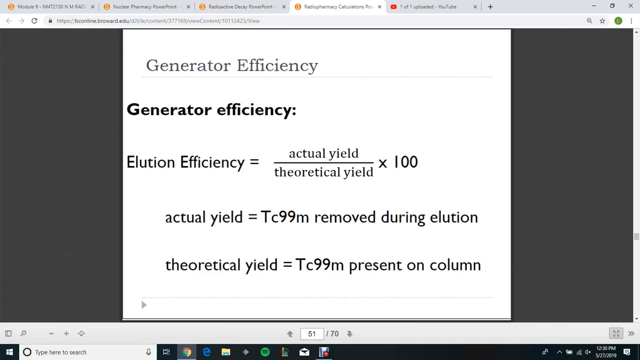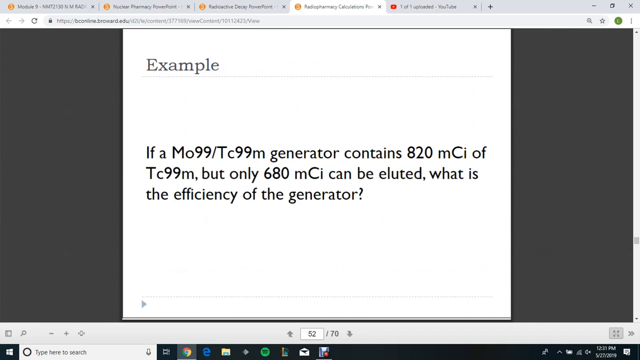Generator efficiency, the elution efficiency. Actual yield divided by the theoretical yield times 100. The actual yield is technetium-99 removed during elution. The theoretical yield is technetium-99 present on the column.